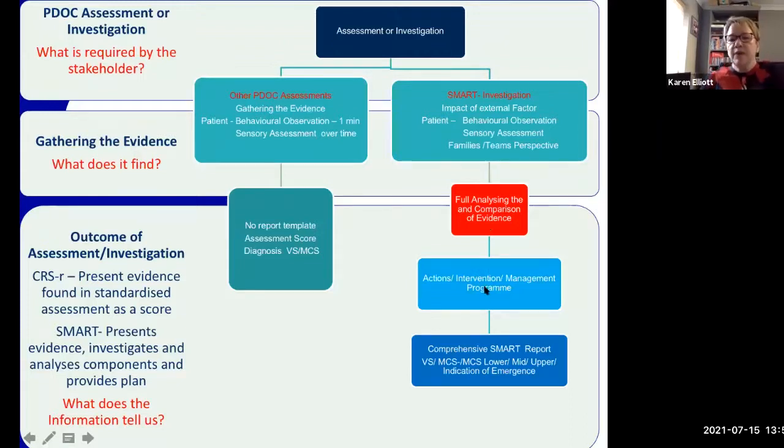Obviously, the SMART will give actions, it will give a report, it will give comprehensive placement of the patient on the spectrum, but you can have other assessments that will give you whether that person's in vegetative state or minimally conscious state. So it's about choice, it's about understanding the assessment. The RCP guidelines have a full outline of what the key features of different assessments are and when they may be applied. So that's always a good guideline to go to.